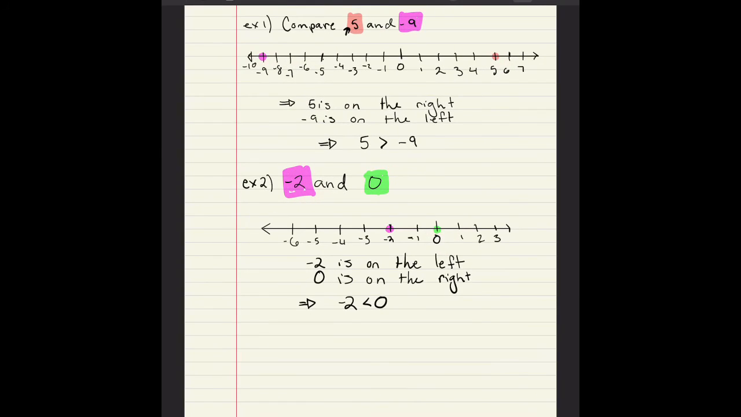All right, and that's it for today. So big idea is just make a graph and graph your integers. And left is always going to be less than, right will always be greater than.